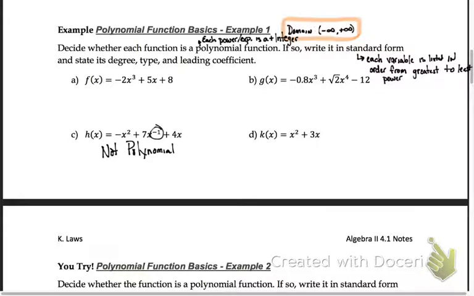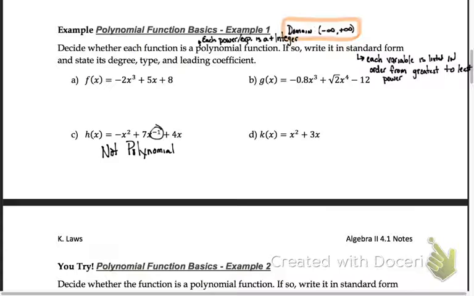So if I'm going to look at any of these, I'm going to look at the powers from the highest power to the lowest power, and I'm going to go in order. So like on A, if I have f of x equals negative 2x to the third plus 5x plus 8, does it go from the highest power all the way down to the lowest power? Yeah. Okay. Even if I'm missing something, so I don't have an x squared, that's okay. I have an x to the third, I have an x, and I have an 8.